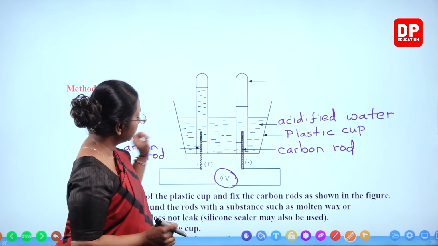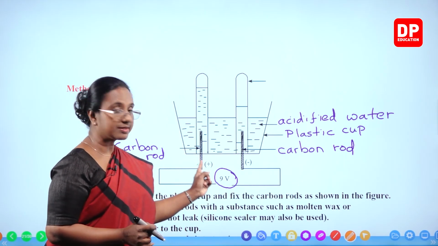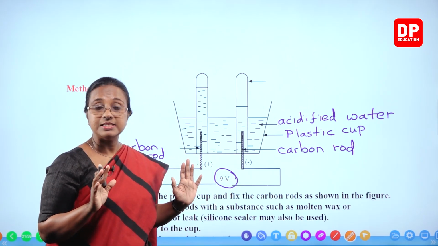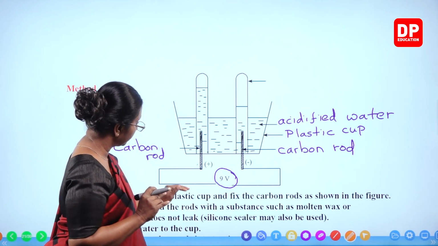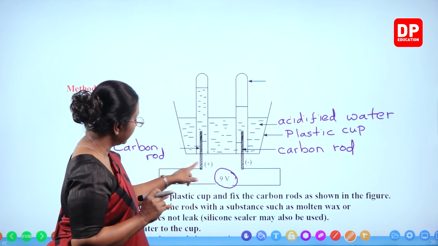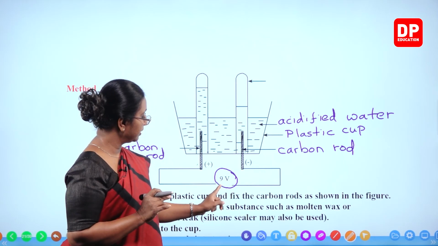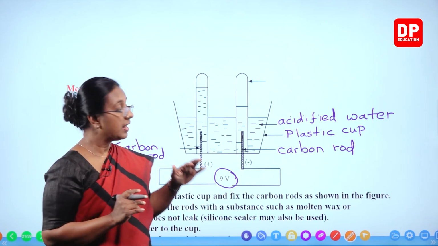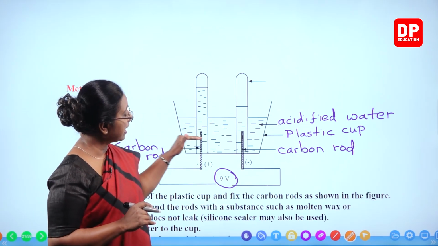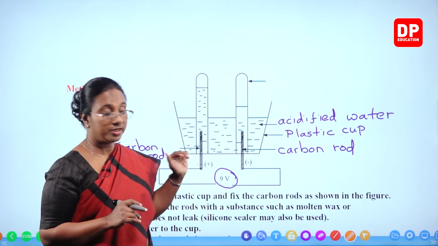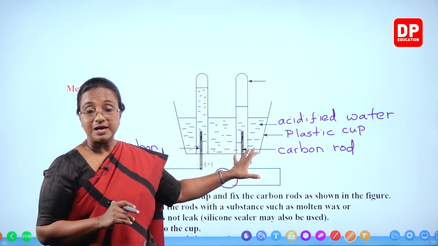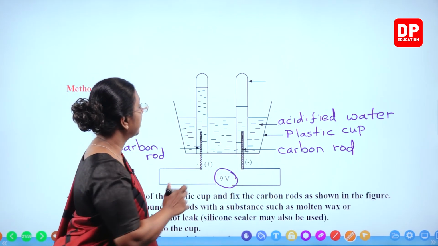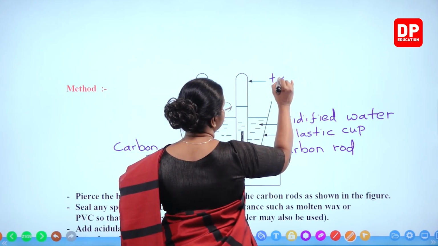So you insert the carbon rods, you put wax around it so that you can seal it properly, so that water will not leak. And then the carbon rods are connected to a 9-volt battery. At the same time, you take the acidulated or acidified water into the plastic cup. And here you can see there are test tubes.